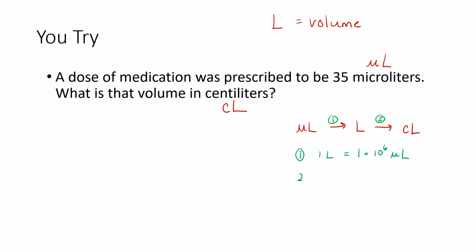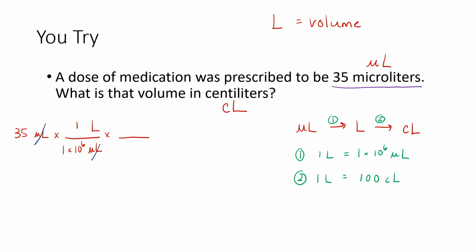And our second unit conversion is going to be between liters and centiliters. 1 liter is equal to 100 centiliters. Now that we have our unit conversions, we can start with what we're given in the problem, which is 35 microliters. 35 microliters, and we're going to want to convert microliters into liters. 1 liter is equivalent to 1 times 10 to the 6th microliters. Microliters would cancel. We'd be left in liters at this point.